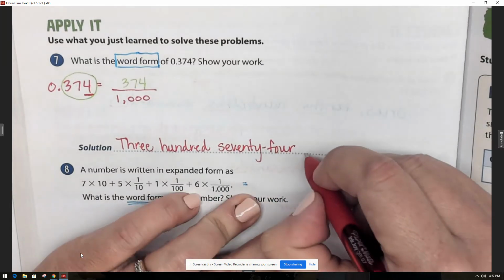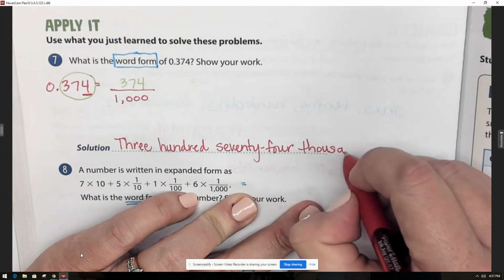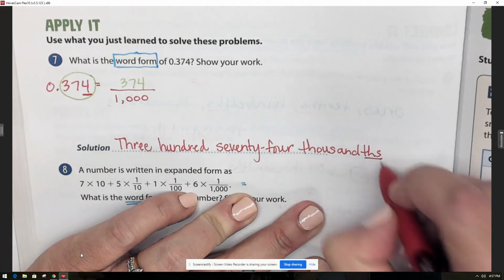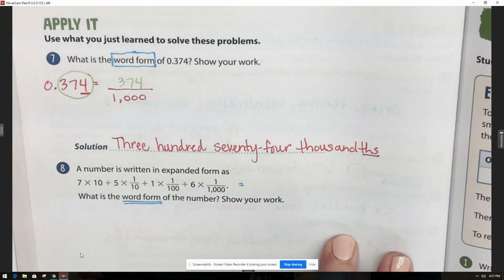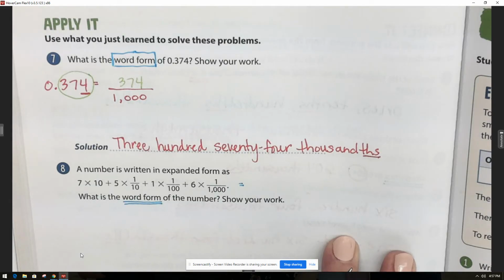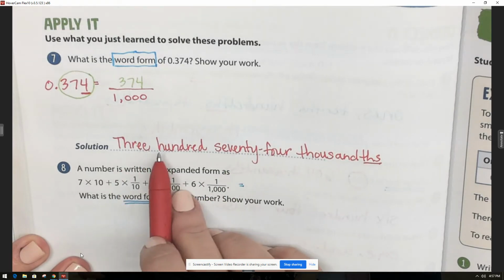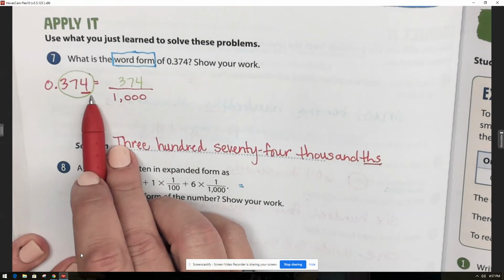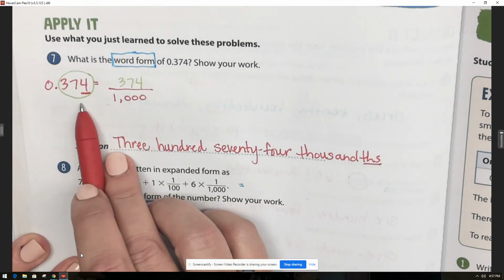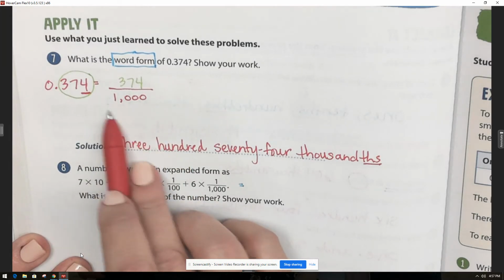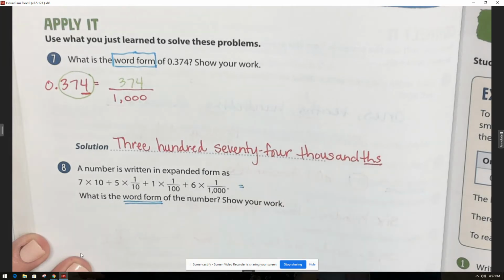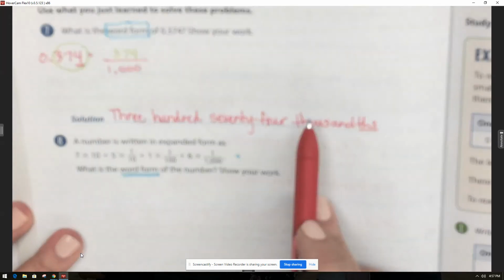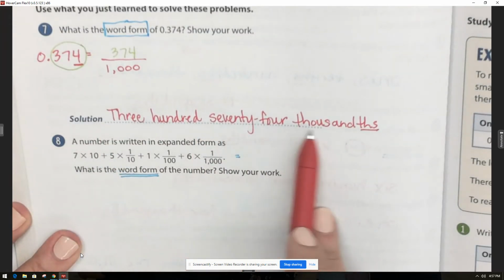374 thousandths. And don't forget to underline that THS. Now, I'm not worried if you don't know how to spell all of those words. As long as I can read it and it's close, I'm fine. What I'm mostly looking at is to make sure that you understand that in this case, this 374 all goes together, and that the number in the least place value is thousandths. So we know that the word in word form is going to be thousandths. 374 thousandths.